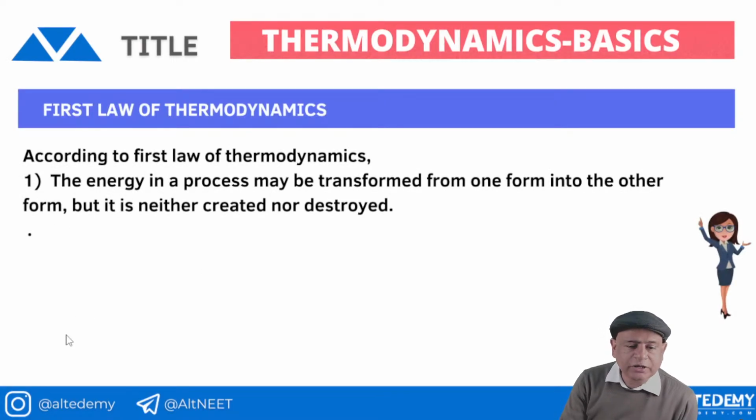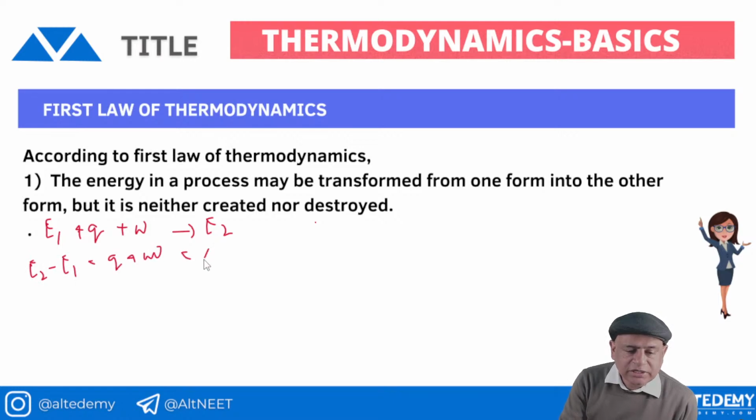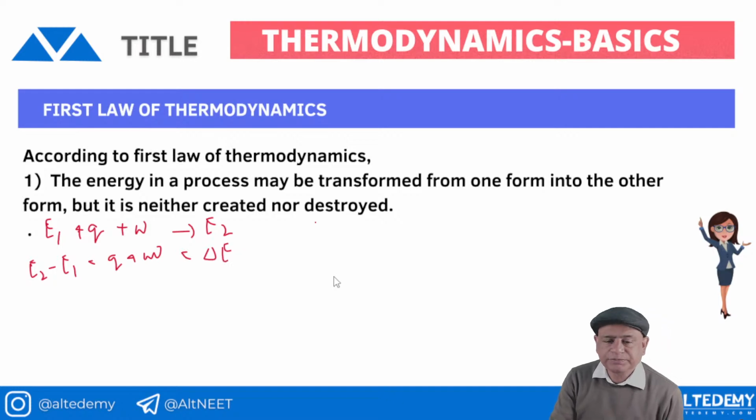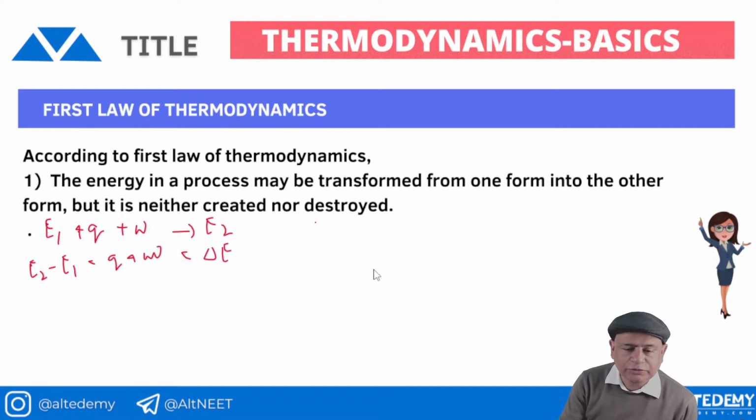Now, the first law of thermodynamics. The energy in a process may be transformed from one form into another, but it is neither created nor destroyed. As I discussed, a system had energy E1. Q amount of heat we gave, W amount of work we did, and its energy became E2. Then we say E2 minus E1 is equal to Q plus W. This is what is called the first law of thermodynamics.